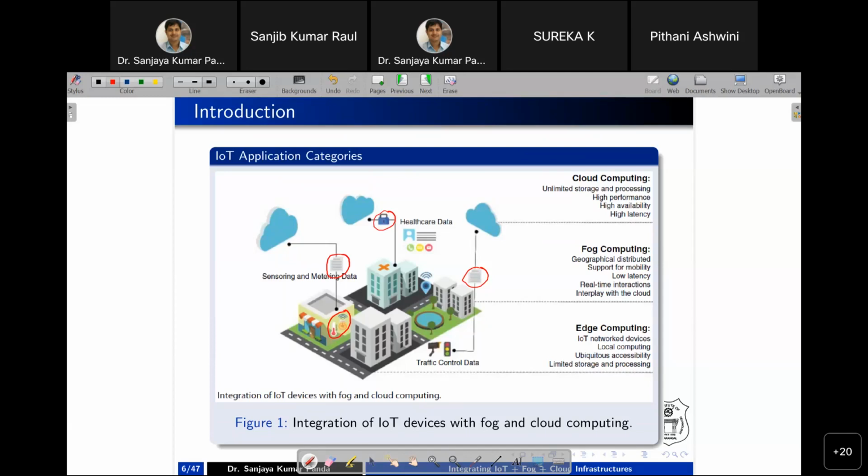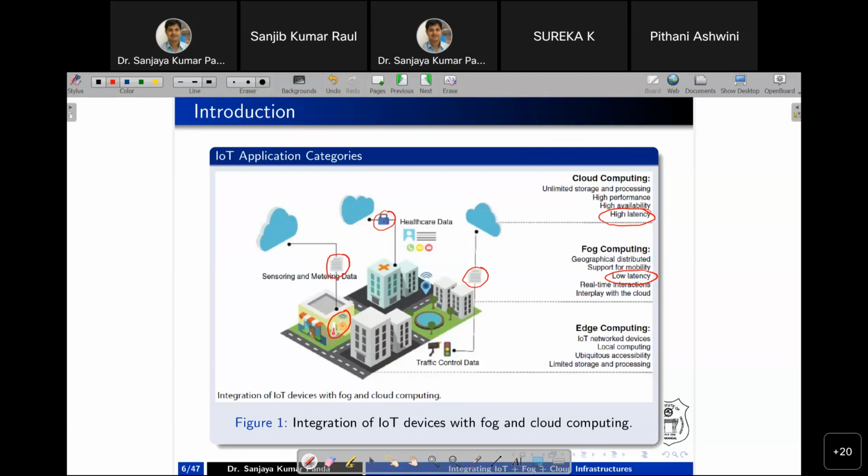The major difference, if you see, is that in the fog computing case you are getting low latency, but in the cloud case you are getting high latency. If you can tolerate that latency, you can directly go to the cloud. There is no need of this fog layer. But whenever you are going for a time critical application or other sensitive application where latency needs to be minimized, in that case fog computing is the solution.